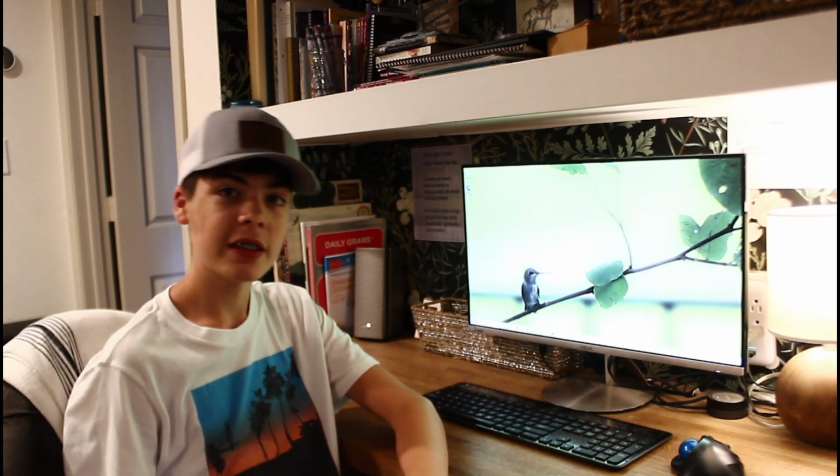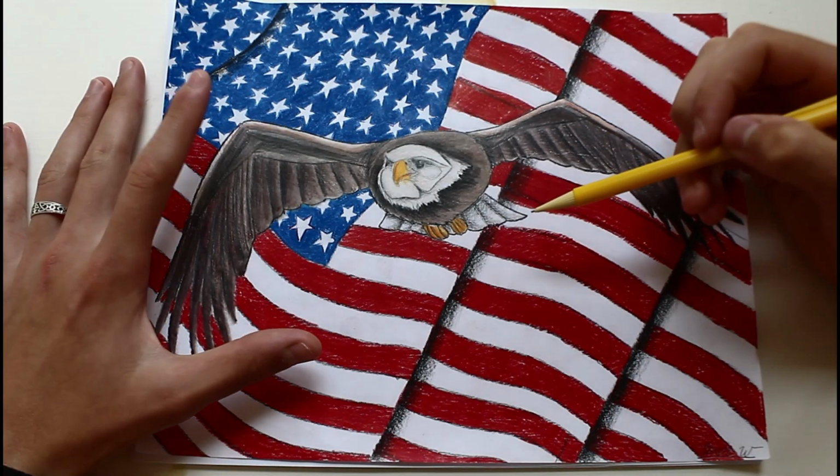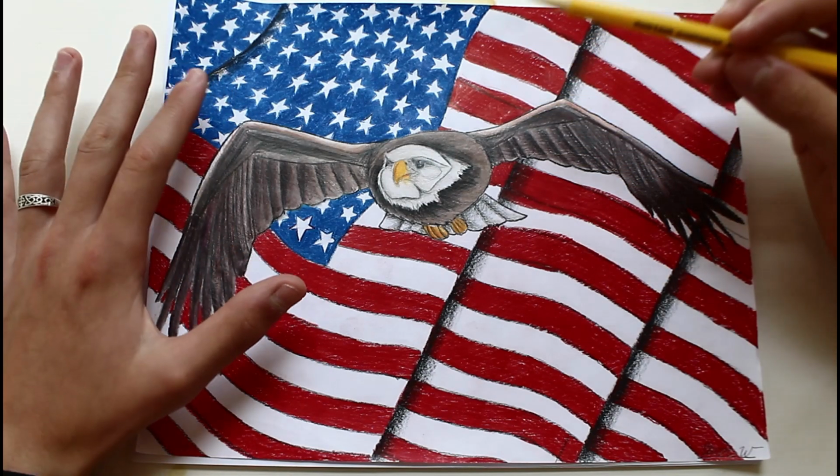I actually had a friend that I write letters with recommend that I draw the bald eagle for Independence Day coming up in a week or two. And we're going to draw it flying in front of an American flag, and it's going to be cool. Hope you guys have fun. Let's get started. Alright, so this is what it's going to look like when we are all finished.